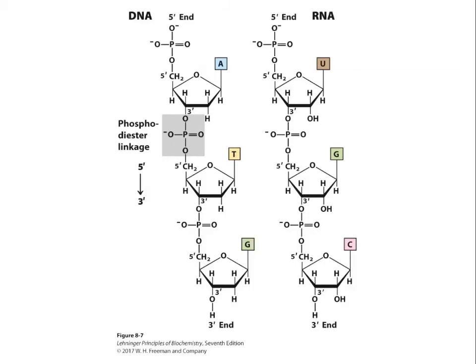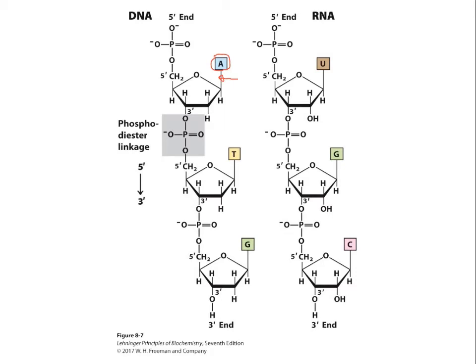Okay, so we want to talk about DNA. So this is the ribose sugar. You see the type of binding they bind to the nitrogenous base, in this case adenine, via what we call this bond, a glycosidic bond. Okay, and this is the ribose sugar.